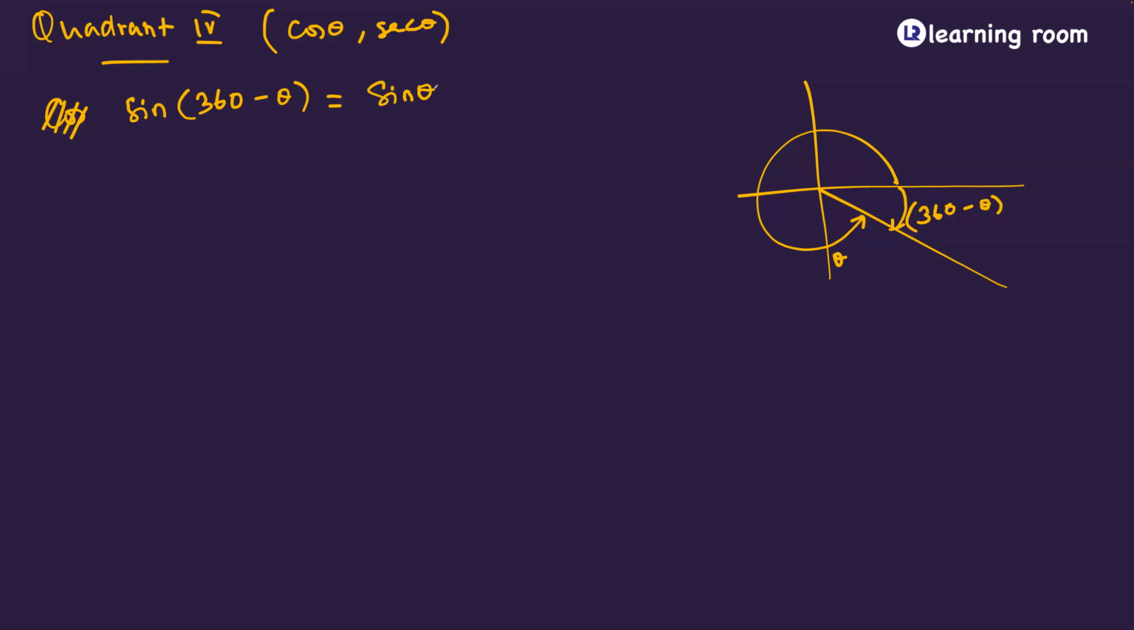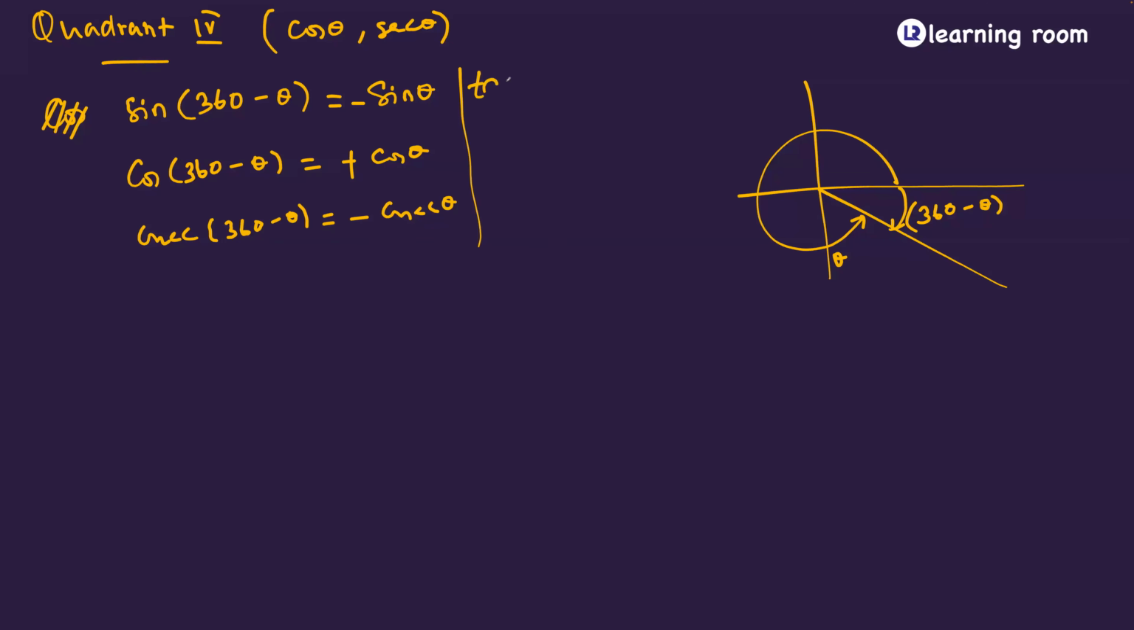Whenever you say something is complementary, it should only be an odd multiple of 90. It should not be an even multiple of 90. Here it is 4 into 90. So it is negative sine theta. Similarly, cos of 360 minus theta. Cosecant of 360 minus theta is minus cosecant theta. Like this, you can write for the other trigonometric functions.